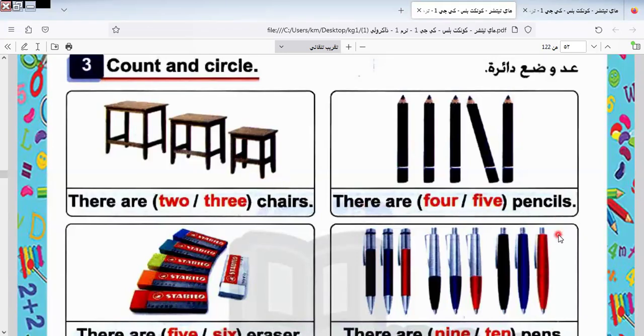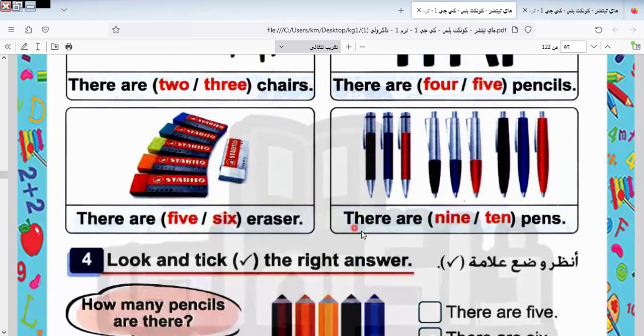There are 5 or 4 pencils. I will count it. 1, 2, 3, 4, 5. So the answer will be 5. Here is erasers. I count the erasers. 1, 2, 3, 4, 5, and 6. So it will be here 6 erasers. Pin. Let's count together. 1, 2, 3, 4, 5, 6, 7, 8, 9. It will be 9. I will count it again in case I counted wrong. 1, 2, 3, 4, 5, 6, 7, 8, 9. So the answer will be 9.